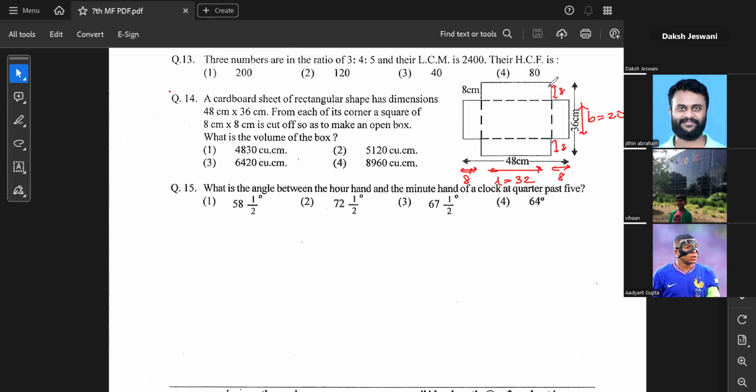Now, what is height? When I fold this 8, this is going to come in the top itself, like this. This is going to come in the top. So which means this 8 is going to be my height also. So height is also going to be 8. The question is volume. Volume's formula is length into breadth into height. So you simply have to multiply 32 multiplied by 20 multiplied by 8.